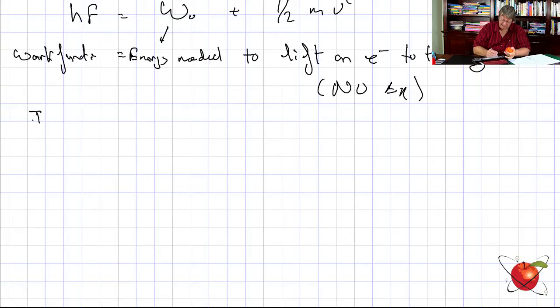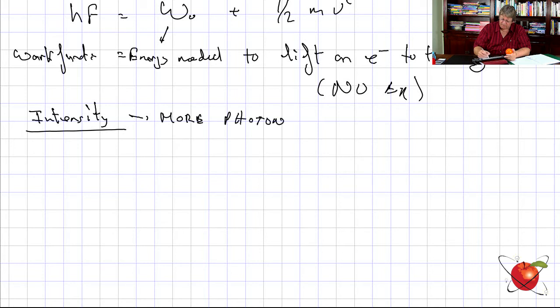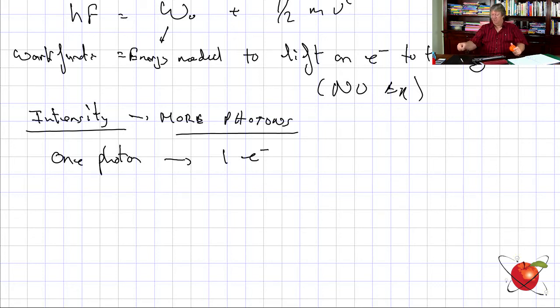Now, let's have a look at one more thing: the difference in intensity. The intensity means more photons. So instead of one photon coming in, I've got 10 of these coming in. Each photon interacts with one electron. So one photon goes to one electron.